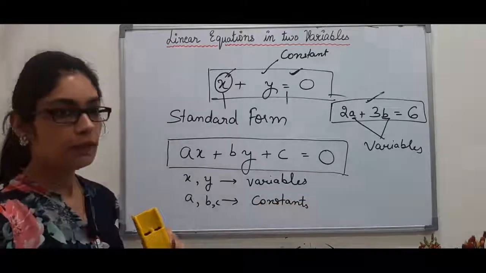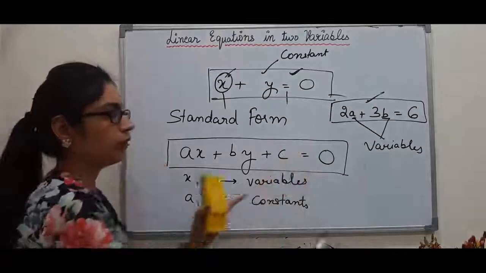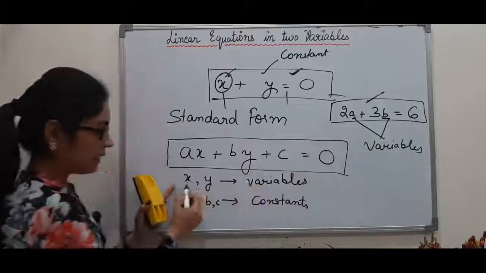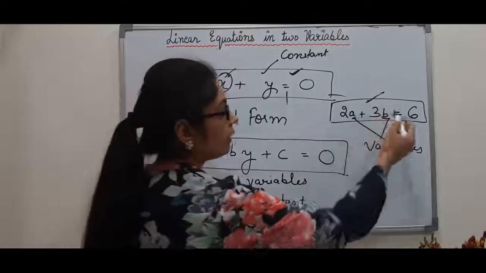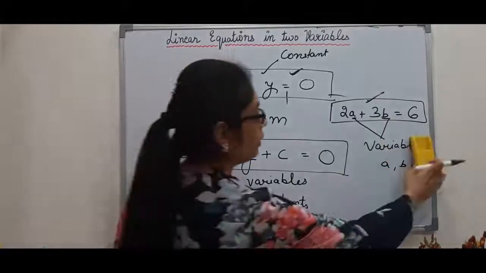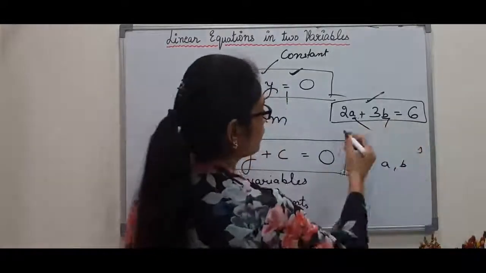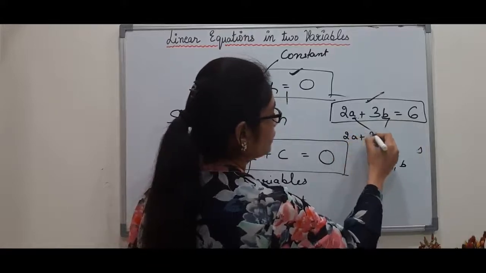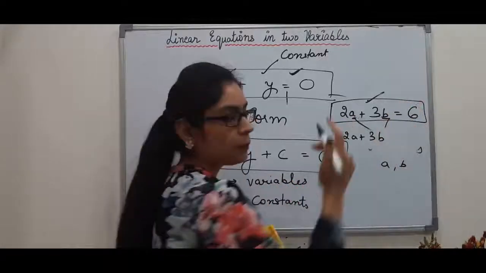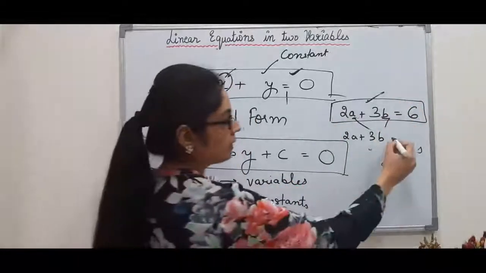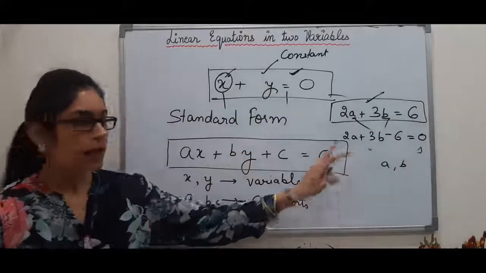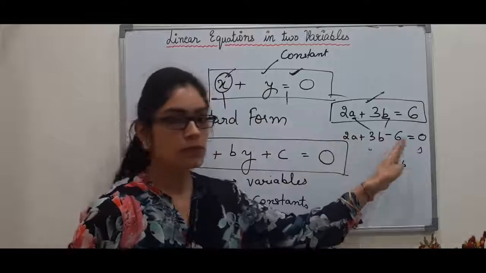Constants means any number. Now let's compare this standard equation with the equation which I have taken. Here the variables are a and b. We are just comparing. If you want, we can write it in the same way, 2a plus 3b. This 6 also we can shift to this side. On changing the side, plus 6 will be changed to minus 6. So 2a plus 3b minus 6 is equal to 0.